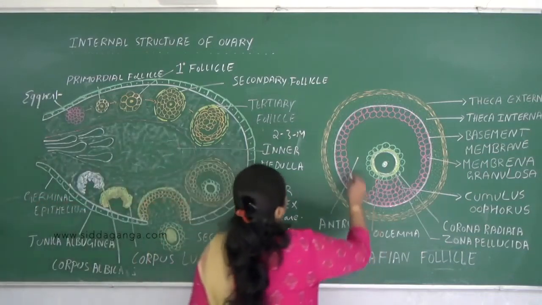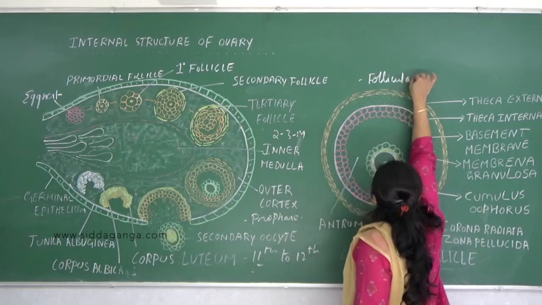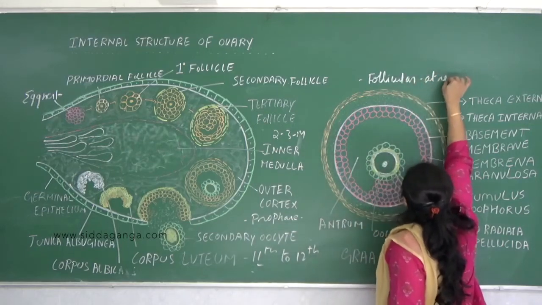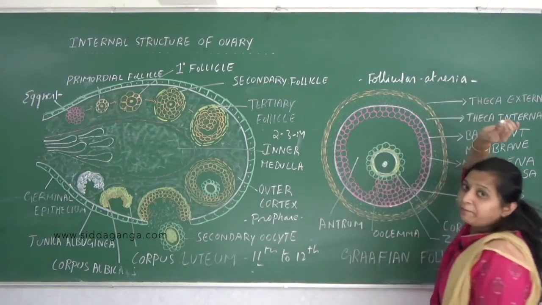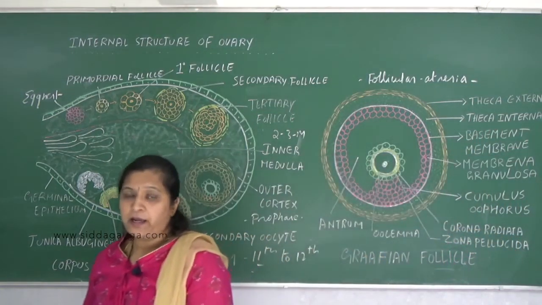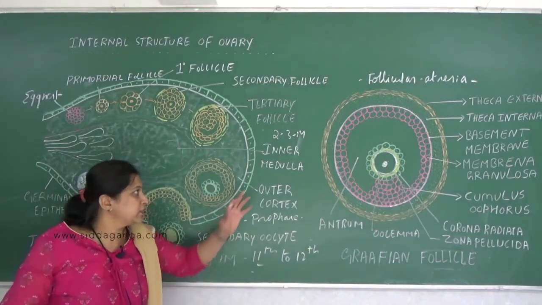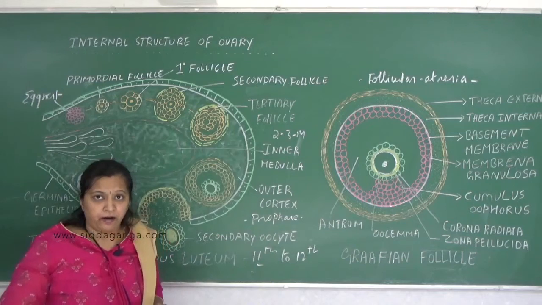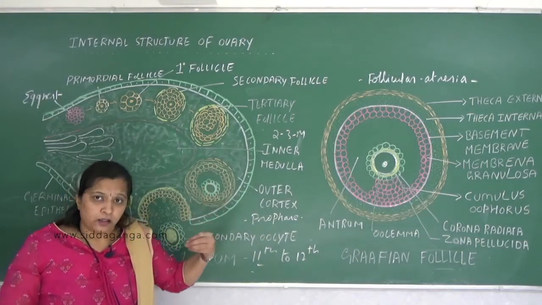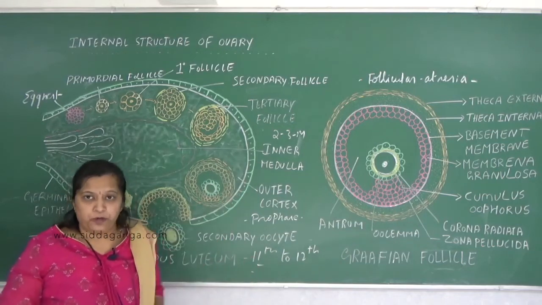Follicular atresia means degeneration of follicles. Okay, the number of primary follicles during fetal life is 2 to 3 million, but gradually most of the follicles degenerate from birth to puberty.